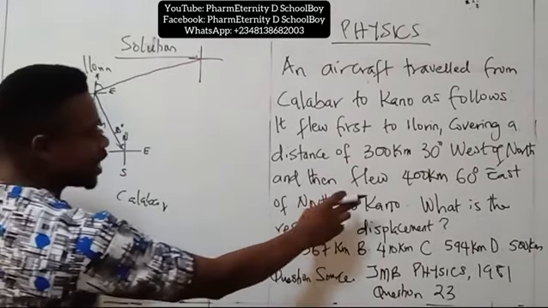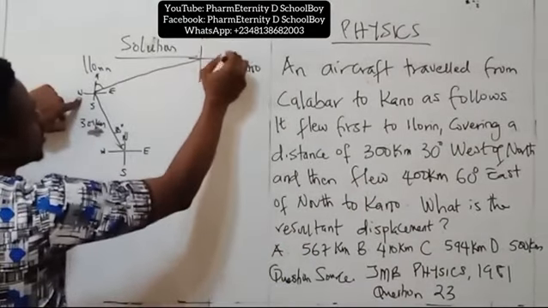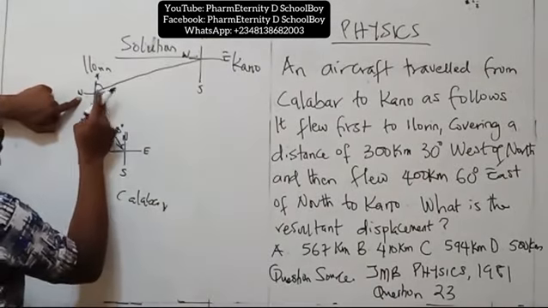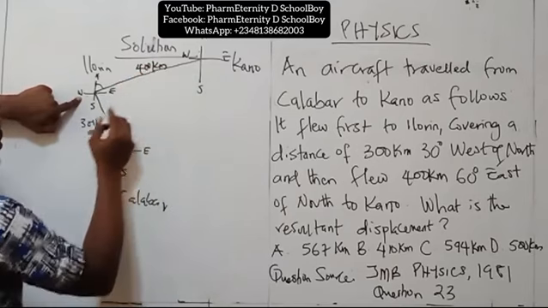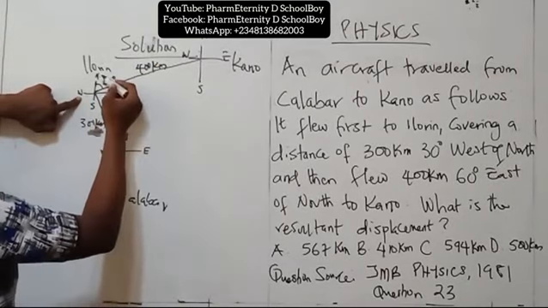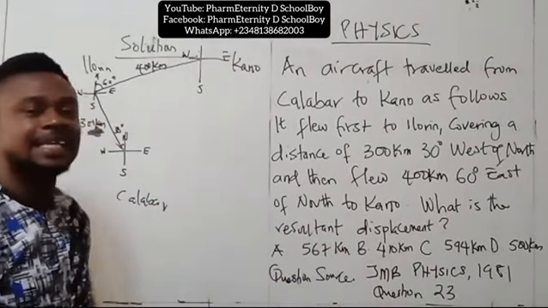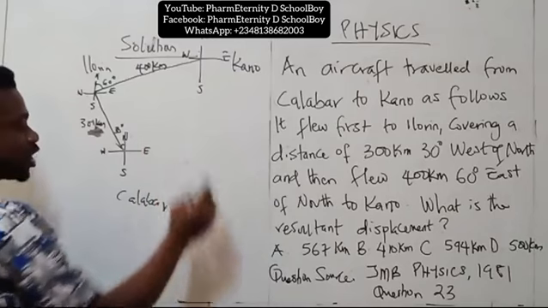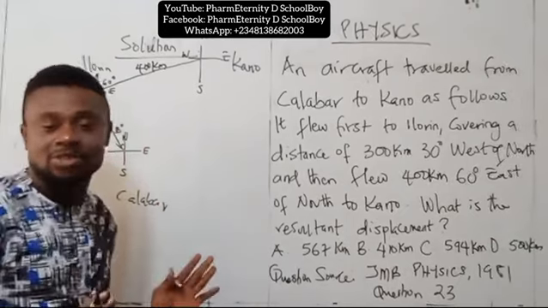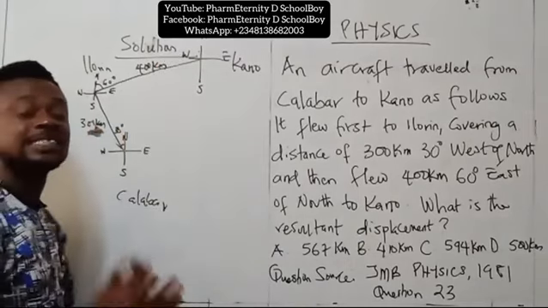At this point now, say it flew to Kano. So here is Kano. Remember, this is also north, south, east, and west. So here is 400 kilometers. Here is 60 degrees. 60 degrees east of north, 400 kilometers to Kano. We are now asked to determine the resultant displacement. So distance and displacement are not the same thing. For distance, if you are asked to calculate the total distance covered, you just add 300 kilometers and 400 kilometers, which will give you 700 kilometers.